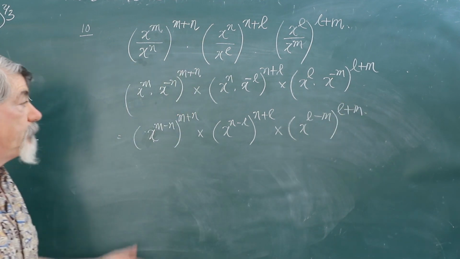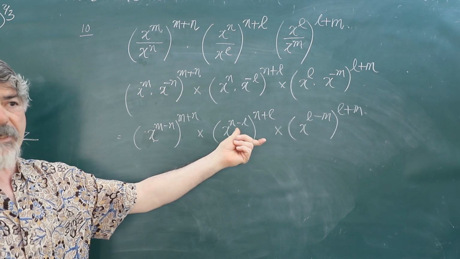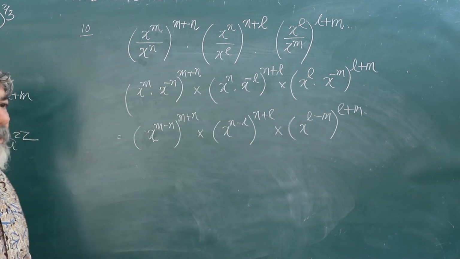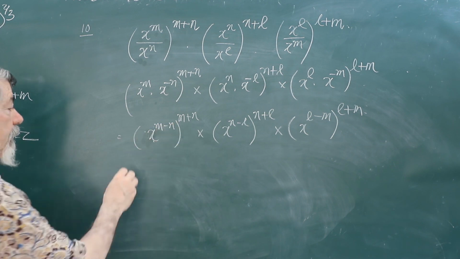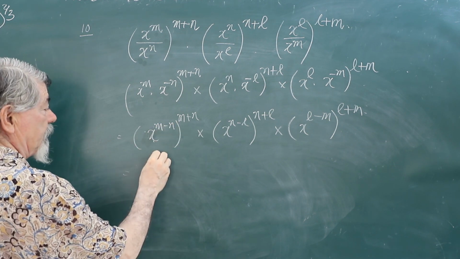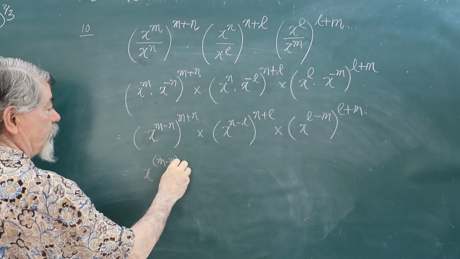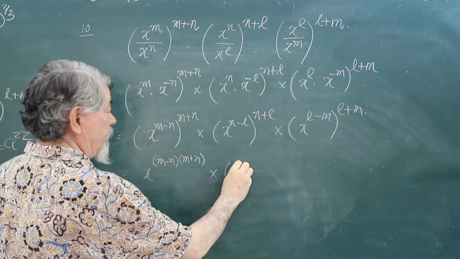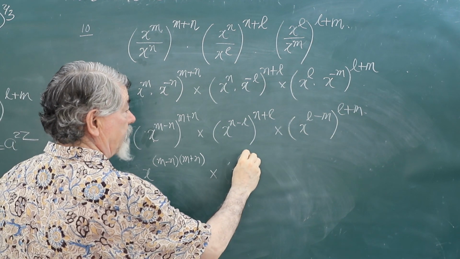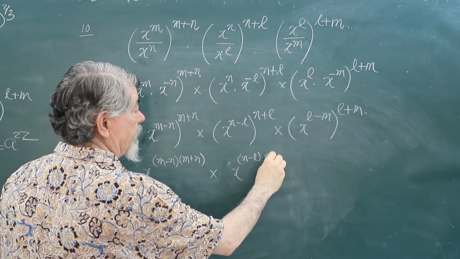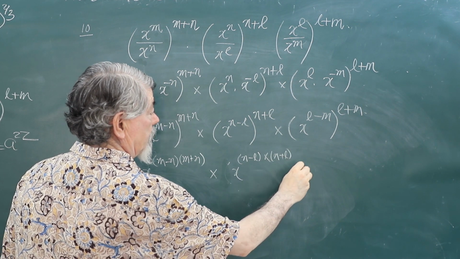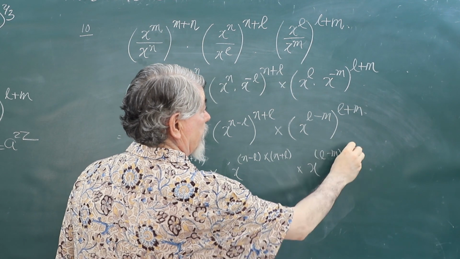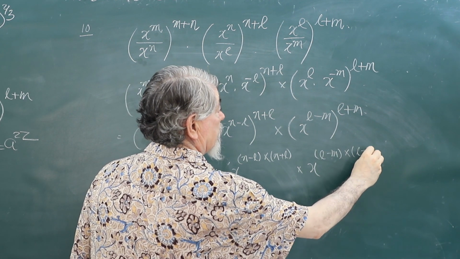Now the next step, power to the power gets multiplied. According to the power law, if there is power and then again to the power, then powers get multiplied. So it will be x to the power m minus n into m plus n, x to the power n minus l into n plus l, into x to the power l minus m into l plus m.